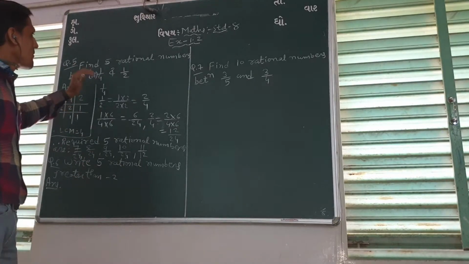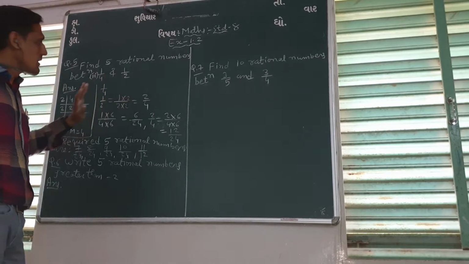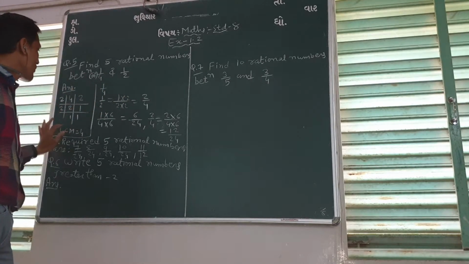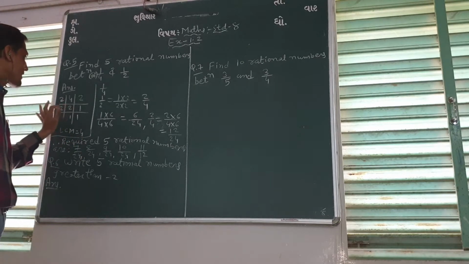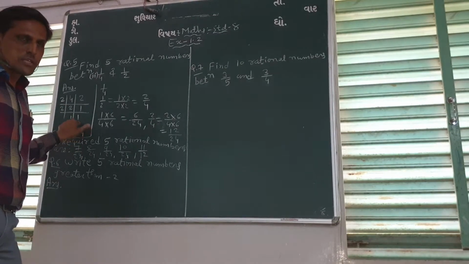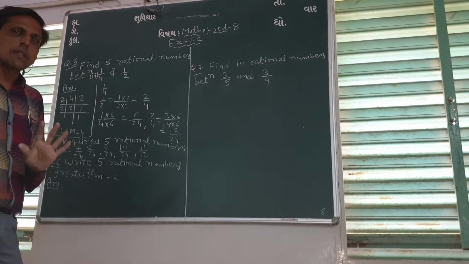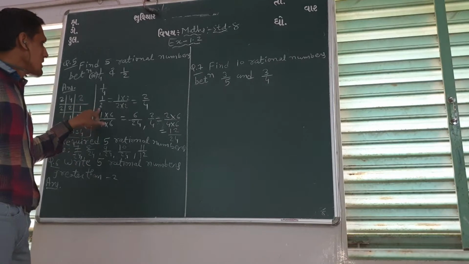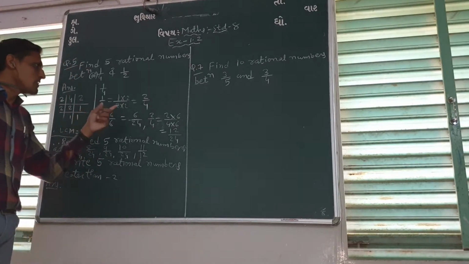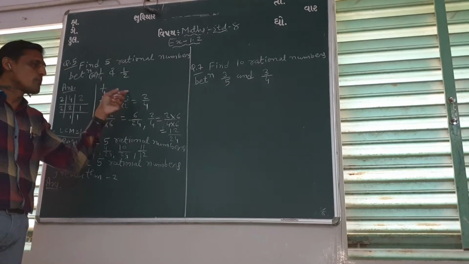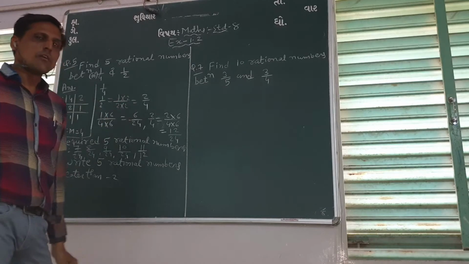What have we done? First we have taken the LCM of 4 and 2, which we got as 4. In 1 by 4 the denominator is 4, so we don't have to touch it. Then for 1 by 2 we want denominator 4, so we multiply the denominator by 2, and the numerator also by 2. So 1 into 2 upon 2 into 2.